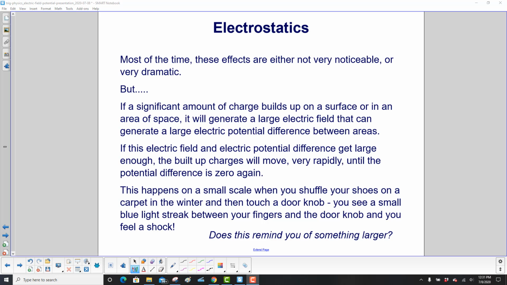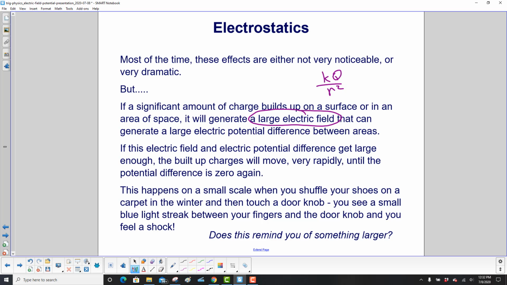Most of the time, these effects are either not very noticeable or very dramatic, but if a significant amount of charge builds up on a surface or in an area of space, it will generate a large electric field, right? Electric field is KQ over R squared, so a big Q, big field. That can then have a large electric potential difference between areas. If the field and potential difference get large enough, the built-up charges will move again, very rapidly, until the potential difference is zero.